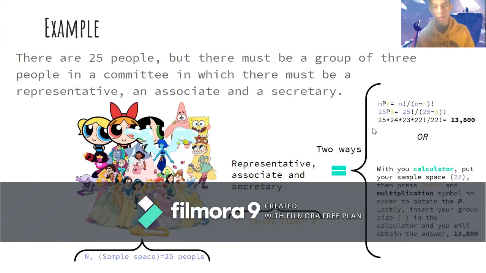Instead, we can use a calculator in which you insert the sample space. In this case, it's going to be 25. Then press Shift and the multiplication symbol in order to obtain P. Lastly, insert your group size, 3, in the calculator, and you will obtain the answer 13,800.